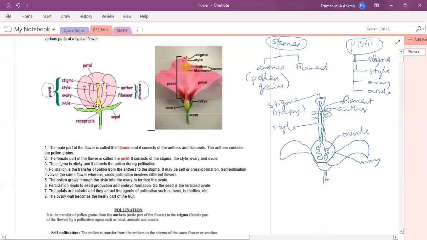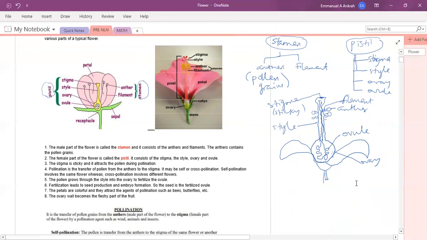So the male part of the flower is called the stamen. It consists of the anthers and filaments. The anthers contain the pollen grains, right? That's point number 1. Point number 2, the female part of the flower is called the pistil. It consists of the stigma, the style, the ovary, and the ovule, right? 3, the stigma is the sticky part and it attracts the pollen during pollination, which we're going to talk about shortly.